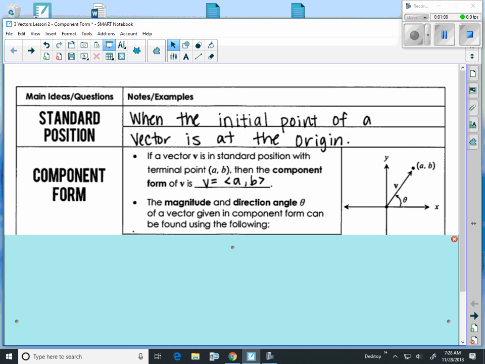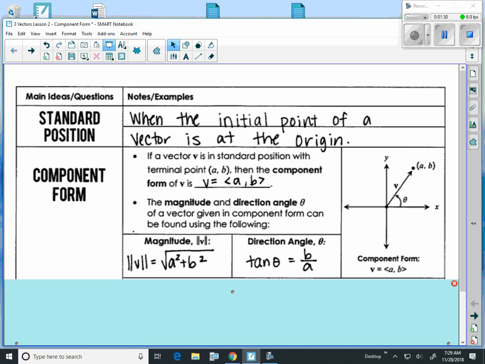That's the starting point. Does anyone remember what the starting point is from your notes on Monday? The initial point. Does anybody remember what the arrow is? The terminal. Yeah. So we have the initial point at the origin. Terminal point is at that a comma b. Okay, that's the component form of that vector. So we use that point a comma b.